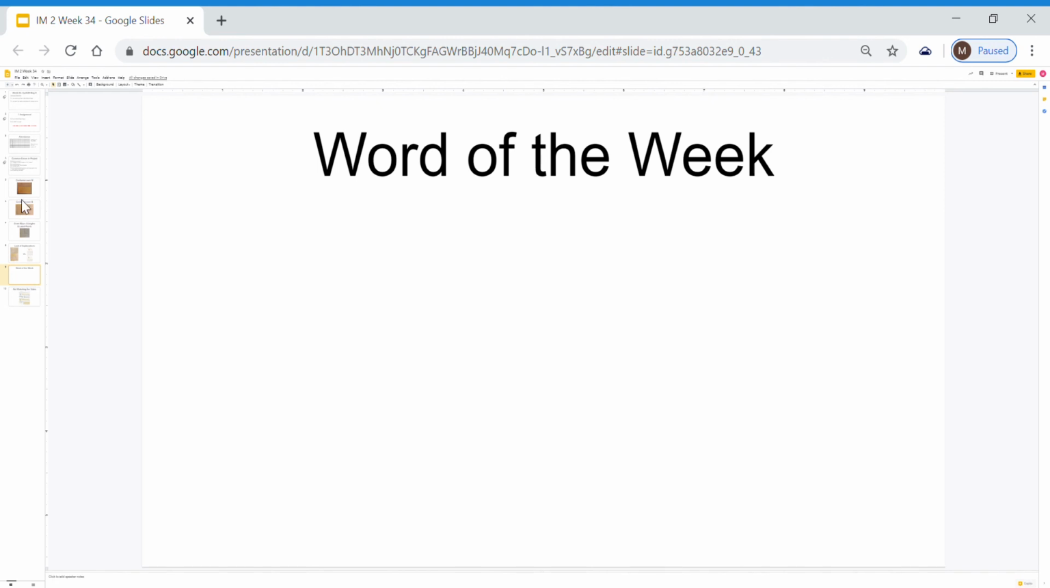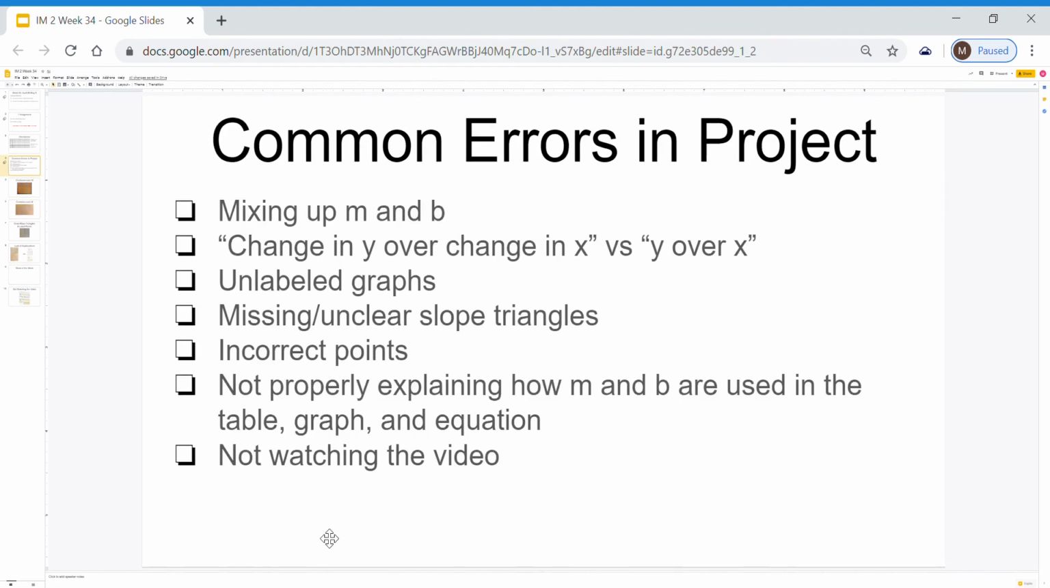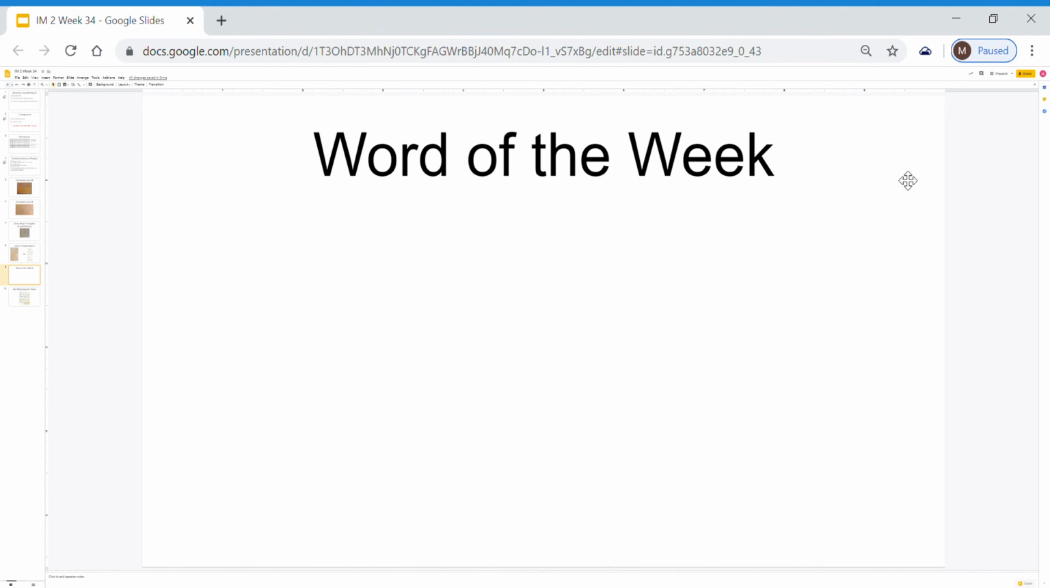Speaking of which, one of the ways I know that you're not watching the video is if you're not identifying the word of the week. This week's word of the week is explain clearly. Once again, the word of the week is explain clearly. I chose those two words, explain clearly, because quite a few students are not explaining the work clearly.